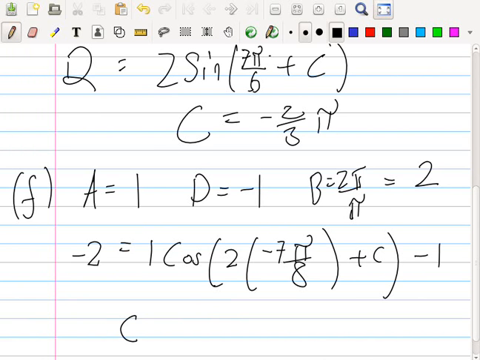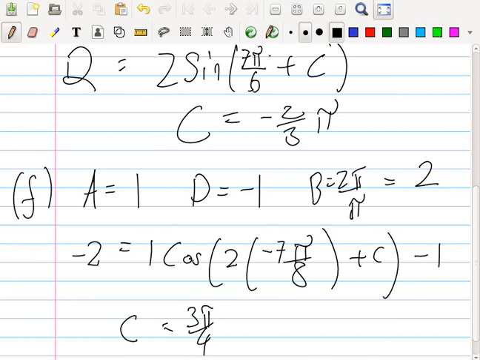Did you get an answer for C? Oh, come on. What is it? 3 pi over 4. Did you get that also? Are you sure? Yes? The answers you solved here are different from what I got. And what I got is exactly the same as the back.